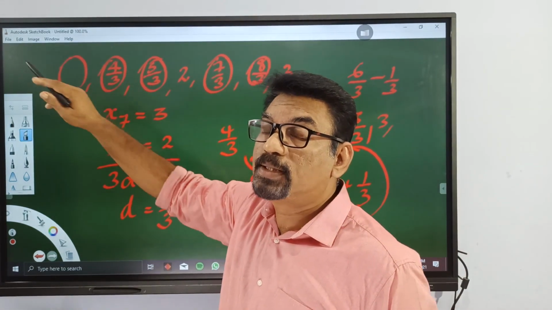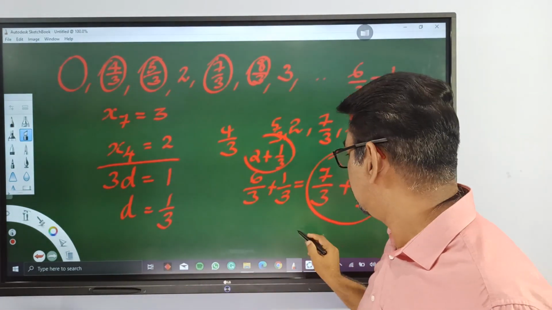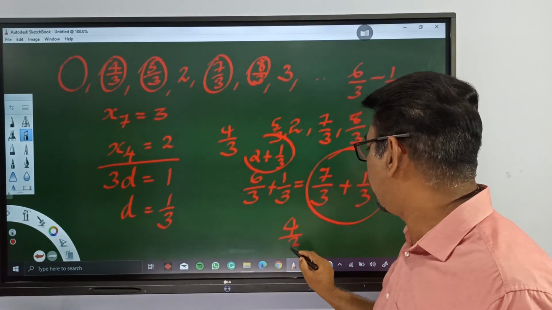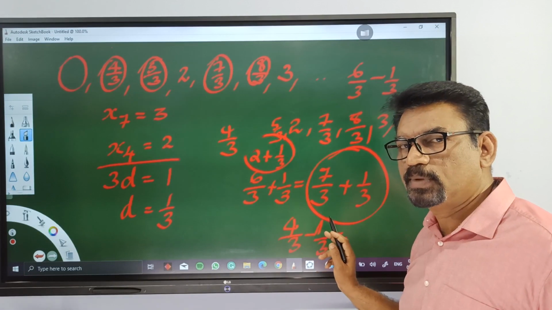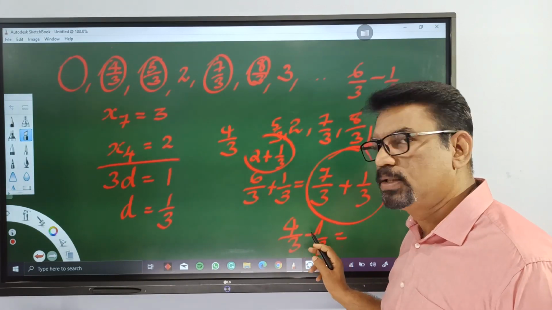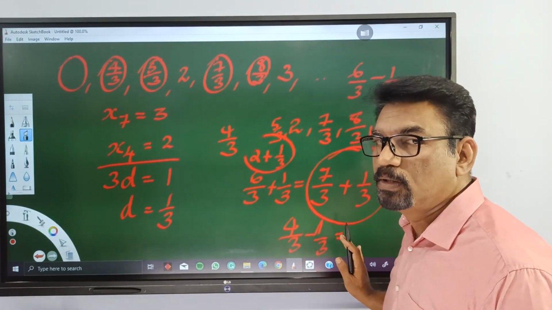4 by 3 minus 1 by 3 എന്ന് പറഞ്ഞാൽ എന്താ കിട്ടുക? ആലോചിച്ച് നോക്കുക. 4 by 3 minus 1 by 3. ഇപ്പോൾ 4 minus 1 മനസ്സിലാക്കേണ്ട സിമ്പിൾ കണക്കാണ്. 4 minus 1 that's equal to 3. 3 by 3 is equal to 1.